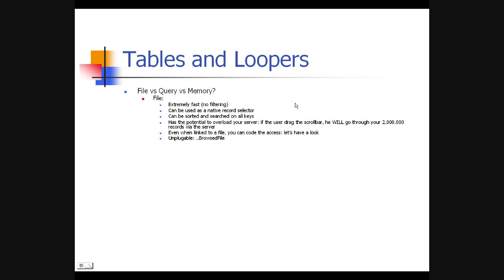Of course, it's also unpluggable, which means that with the .browsed file property, you can at any point say that the browsed file of the table is nothing, or is another file. It can be very useful if you are, for example, using several files with the exact same structure with aliases. Or it could also be from one file to a query, to another query, to another one, just by one line of code.